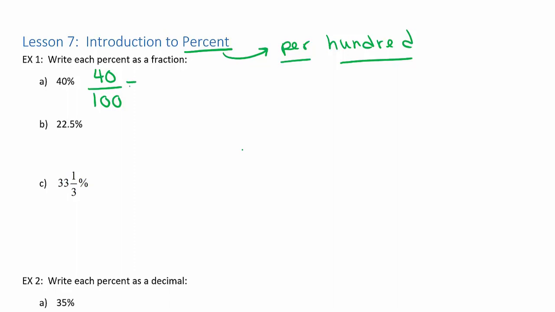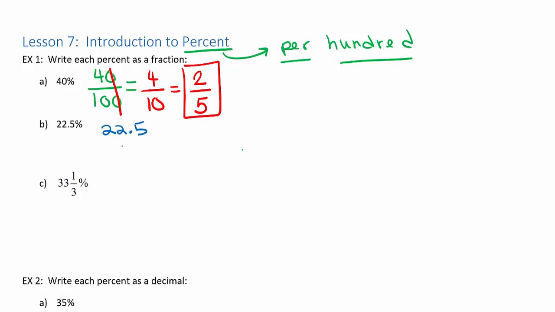In this case, let's see, we've got a common factor of 10. So that gives me 4/10. And then I could divide the top and the bottom by 2. So 40% is the same thing as 2/5. So to write a percent as a fraction, you always take that percent. In example B, it's 22.5 and put it over 100.